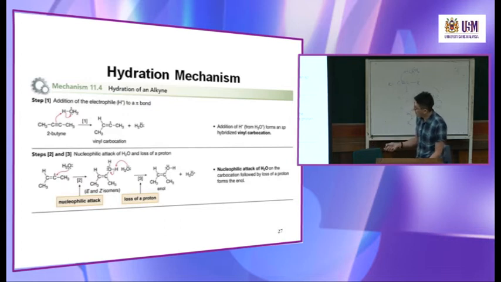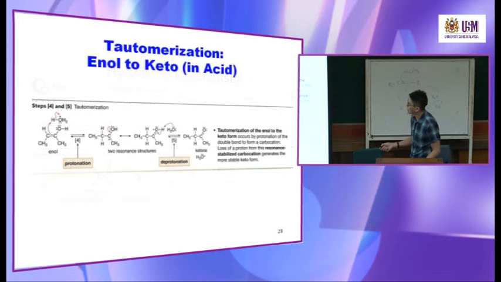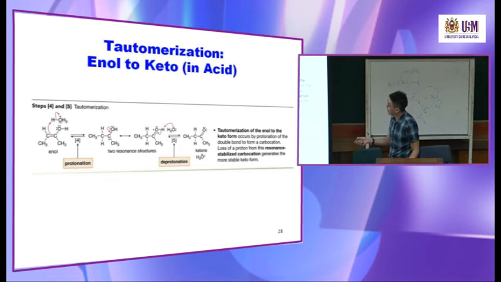And we know that this enol is unstable. It will undergo tautomerization. Then the following step is the tautomerization mechanism. So under acidic condition, this is showing the tautomerization in acid. Okay, because your reagent is what? It is H2O and H2SO4. So you have to be very clear.